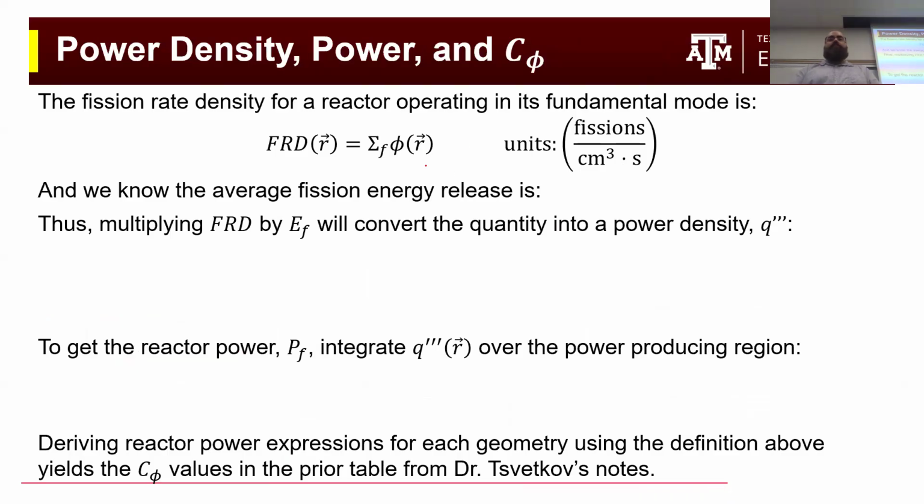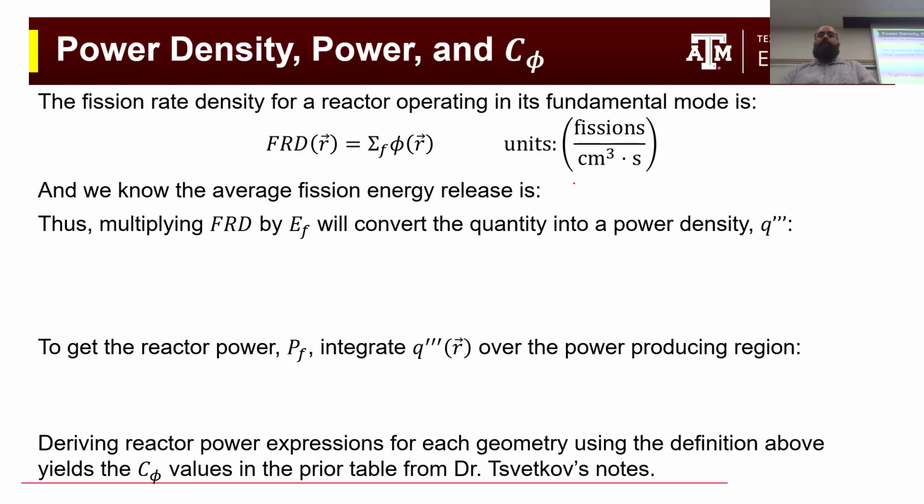So this is the expression for the fission rate density. I'm just doing the macroscopic fission cross section times the scalar flux gives us the fission rate density. It has units of number of fissions per unit volume per unit time. And if we know the fission rate density and we know about how much energy gets released per fission, then we can put those two things together to convert the fission rate density into a power density.